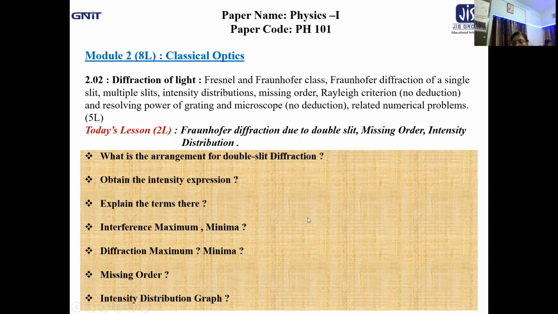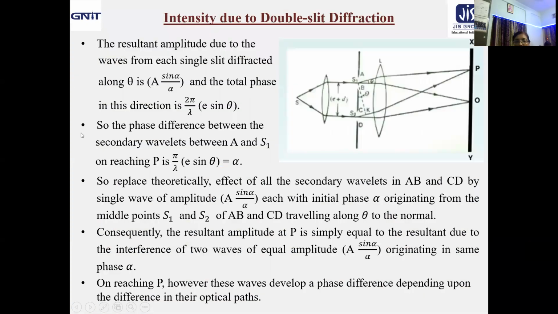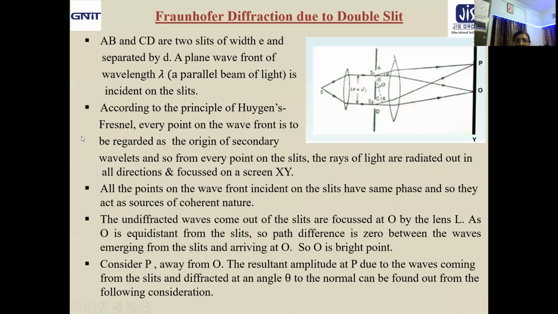Now, let us move to the next one. Fraunhofer diffraction due to double slit. Actually, AB and CD are two slits. Look here. AB and CD are two slits, each of width e, separated by an opaque part of width d. That means two slits of equal width are separated by a distance d.